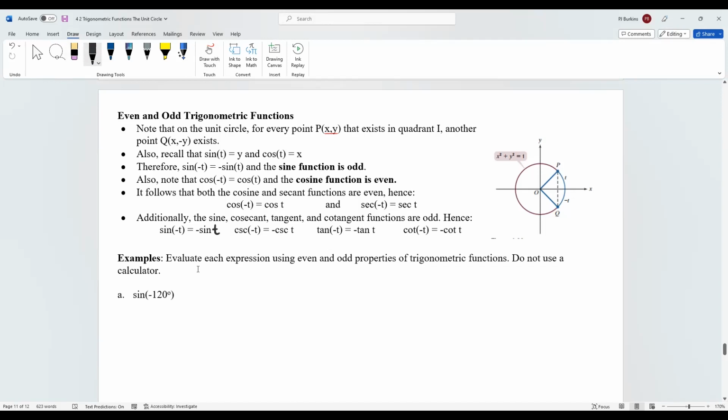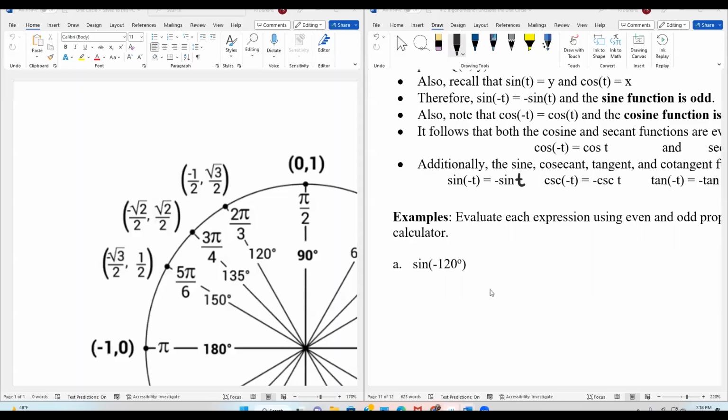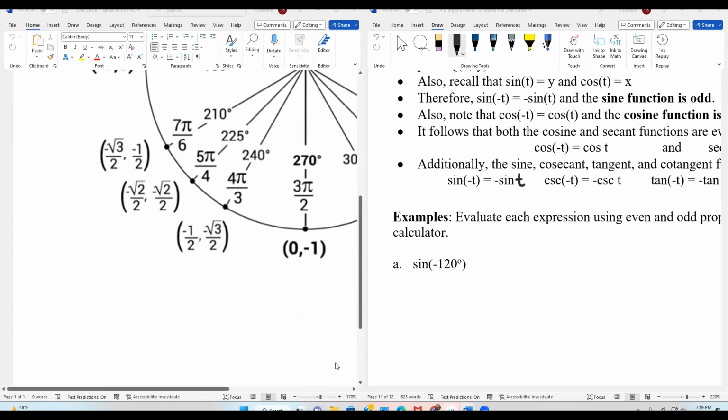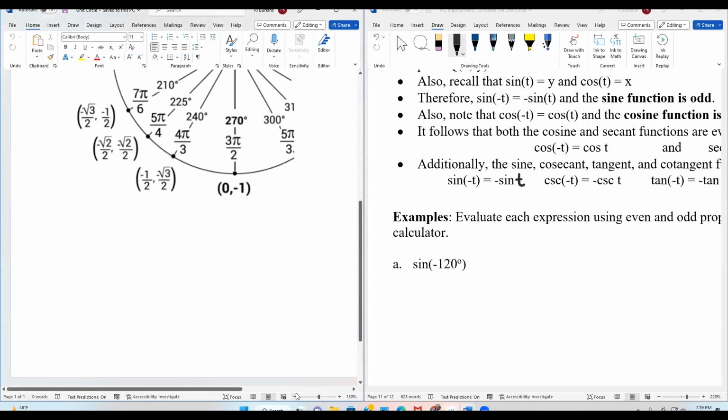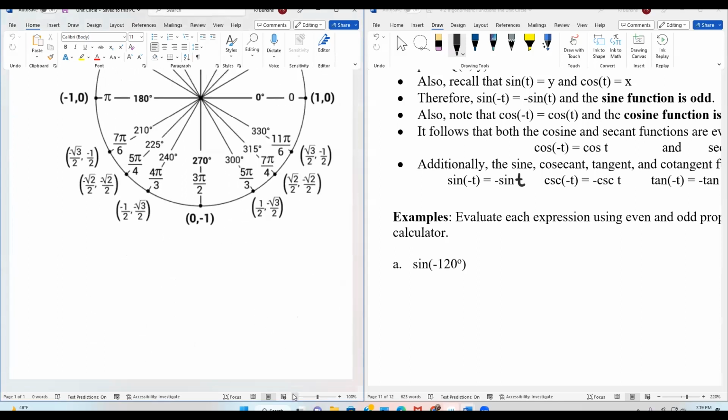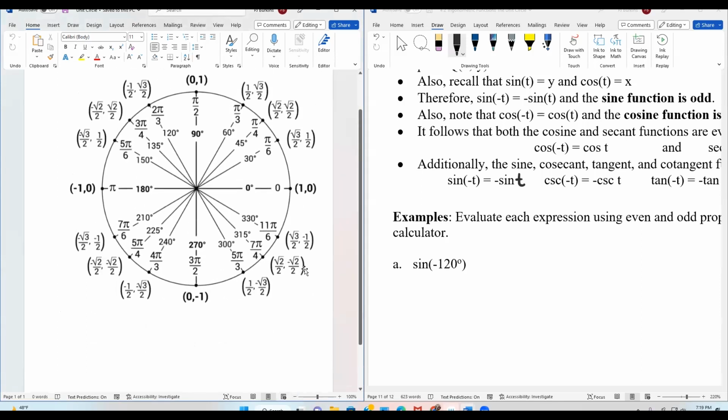All right, so they're going to say here, evaluate each expression using even and odd properties. Don't use a calculator. So first we need to use the even and odd properties, then we need to use the unit circle. So again, let me bring that back. Let me just make this a little smaller over here so we can see the entire unit circle. All right, there we go.